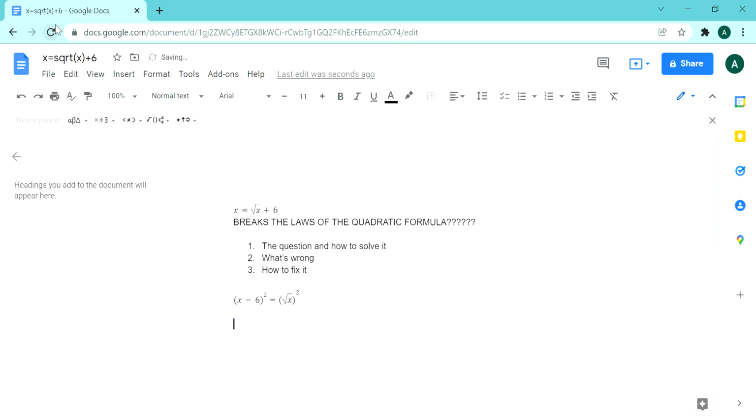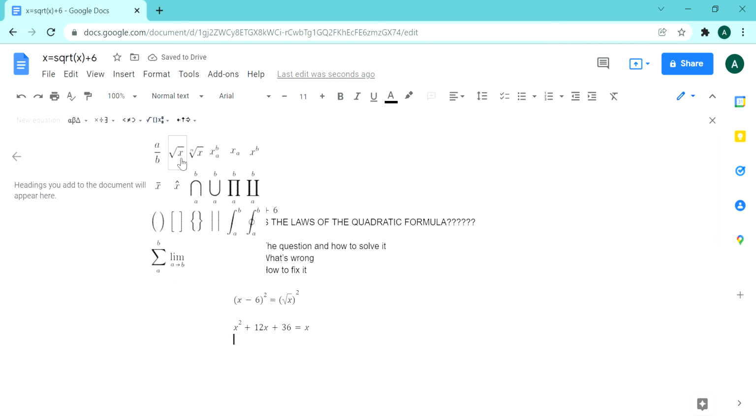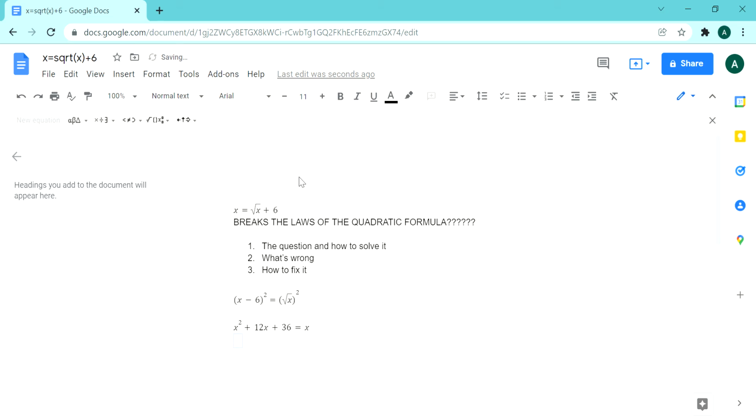So if we simplify to this, we can then make it into the quadratic x squared plus 12x plus 36 equals x, which can be made into an actual quadratic that can be solved with the quadratic formula: 1x squared plus 13x plus 36 equals 0.